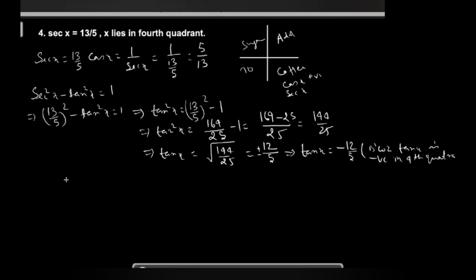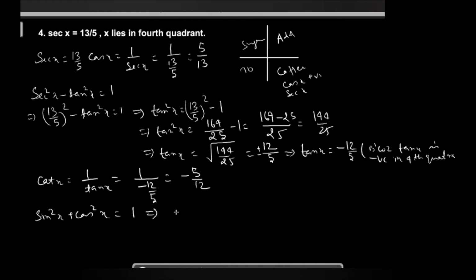Now we have got tan x. So can we get cot x? Yes, cot x would be 1 upon tan x. Now 1 upon minus 12 by 5. This will be minus 5 by 12. Coming to sin x. So sin square x plus cos square x equals 1. This implies sin square x equals 1 minus cos square x.